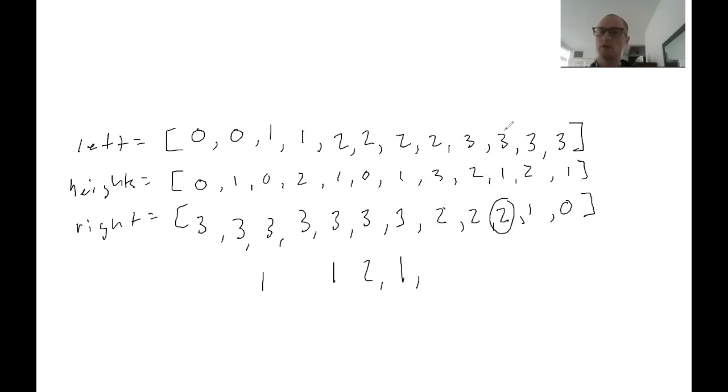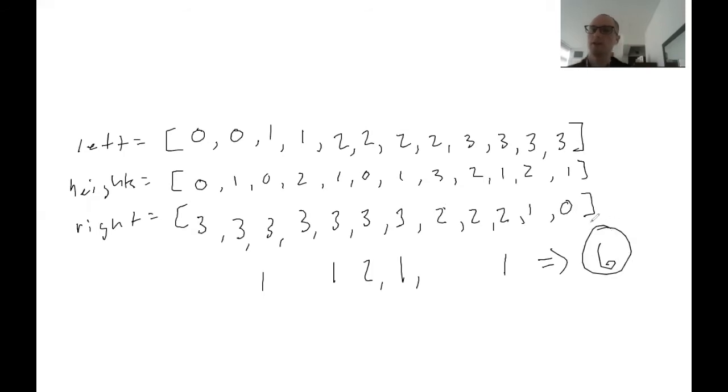What about here? 2 and 3. Well, the minimum value is 2, and the height of this index is 1. So if we subtract 1 from 2, that gives us 1. So we can fill that in here. And then what about here? We can't store anything here, and we also can't store anything here. So what does this all add up to? Well, this is 1, 2, 3, 4, 5, and 6, which is our answer.